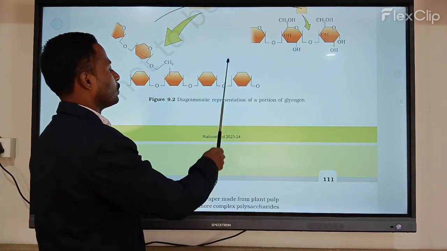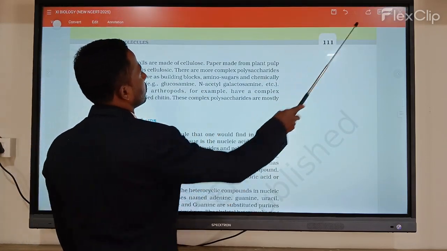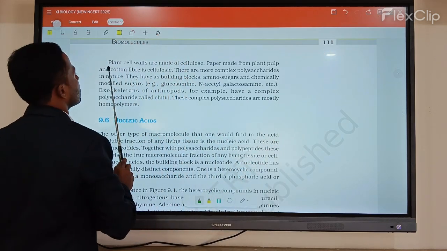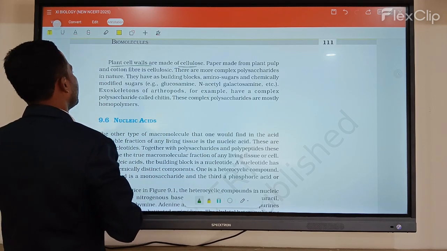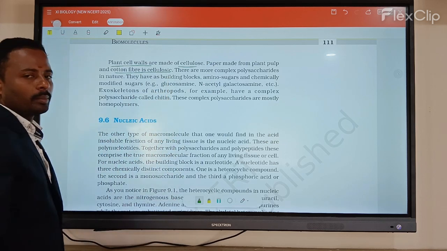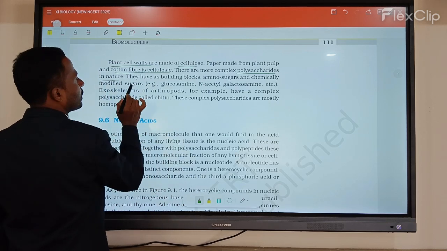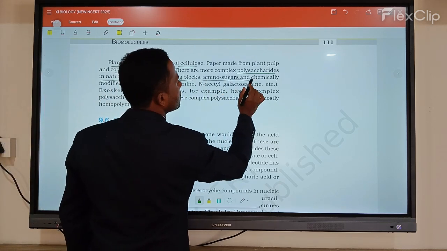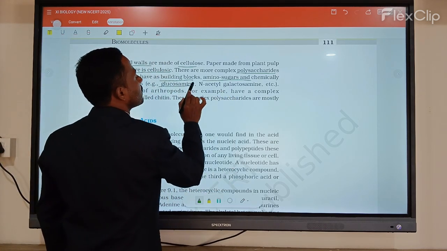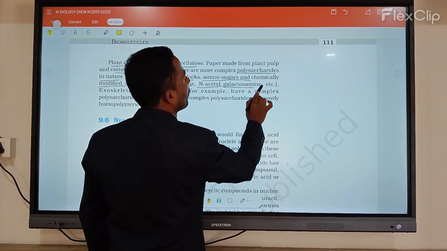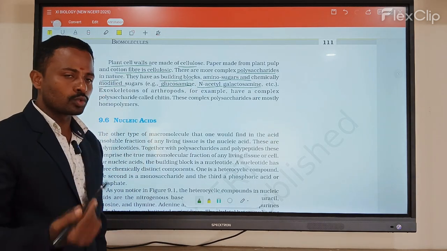Okay, glycogen. In plants, the cell wall is made up of cellulose. Paper, made from plant pulp, and cotton fiber are also made up of cellulose. There are more complex polysaccharides in nature. They have amino acids and chemically modified sugars as building blocks, like glucosamine and galactosamine. So these are called amino sugars, the building blocks.